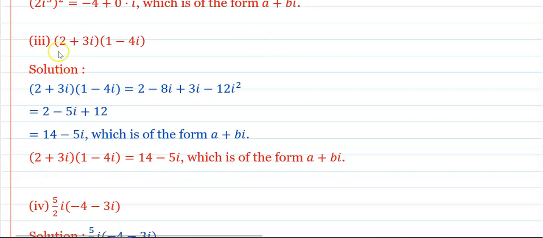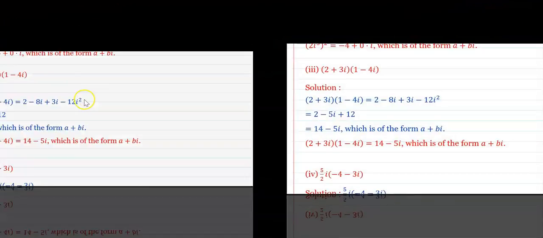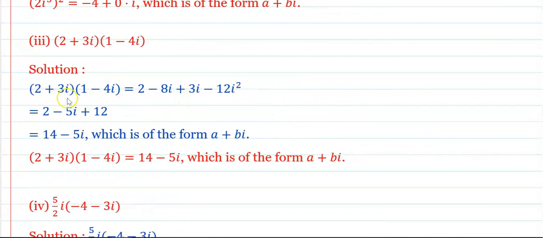Next, normal multiplication घेतलेले. That in bracket 2 plus 3i into 1 minus 4i. या 2 ने 1 ला मल्टीप्लाय करना, 2 ने minus 4 ला मल्टीप्लाय. 3i into 1, plus 3i into minus 4i, you will get minus 12i square. i square is minus 1. Okay. म्हणजे इथे किती येणार? That is minus 12 into minus 1 and their product is plus 12. Okay. Next minus 8i plus 3i, you will get minus 5i. 2 plus 12, you will get 14 minus 5i, which is of the form a plus bi, and hence the answer.